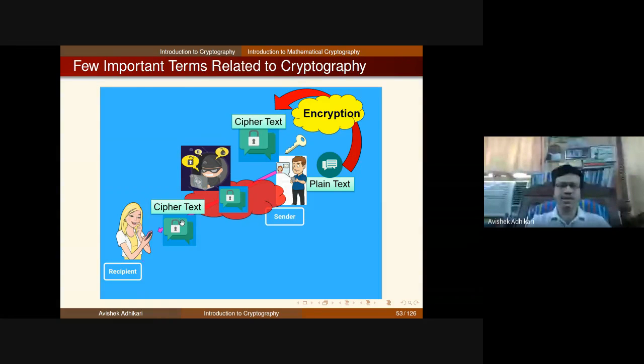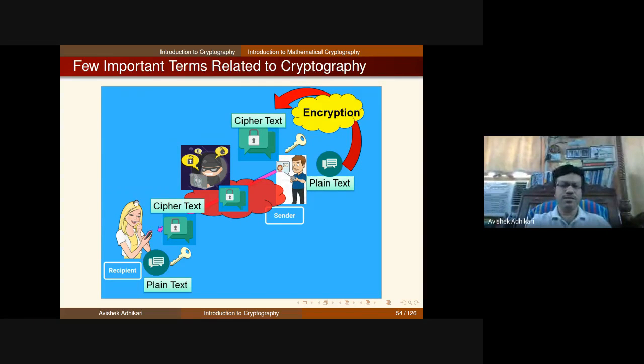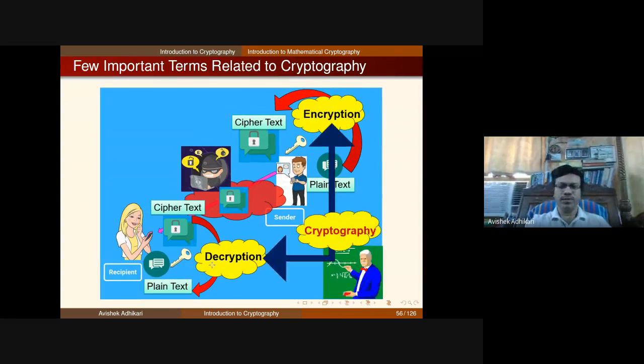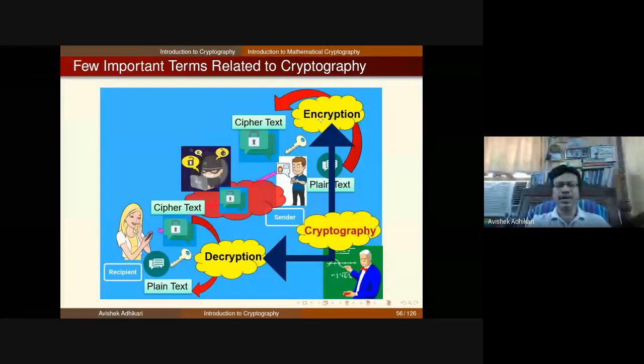Now, this ciphertext is sent to this girl. When the ciphertext is received by this girl, she will use a key to reopen or unlock the message. The process of unlocking this message is known as decryption. So decryption is nothing but a mathematical function which converts the ciphertext into plain text using that key. So this is encryption and this is decryption. So cryptography is nothing but the process of encryption and decryption.